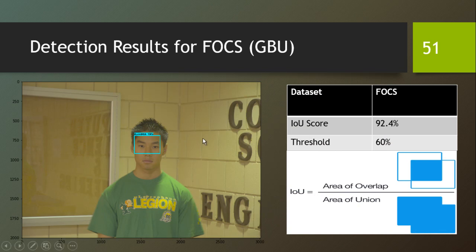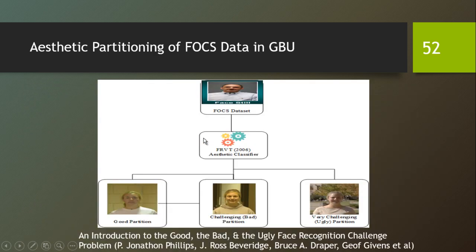This was the result of detection that I got on Fox. To have the same wavelength as the NIST reported results, the data was first partitioned into good, bad, and ugly images. For bad and ugly, they utilized the terms challenging and very challenging images. Each partition got approximately 3,000 images on average. NIST has provided the FRVT 2006 aesthetic classifier to partition the images into good, bad, and challenging and very challenging images.